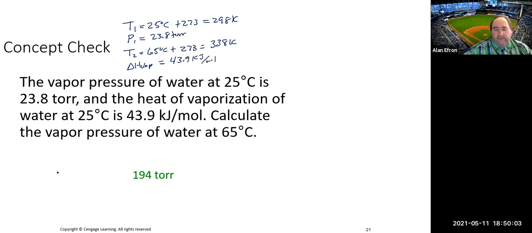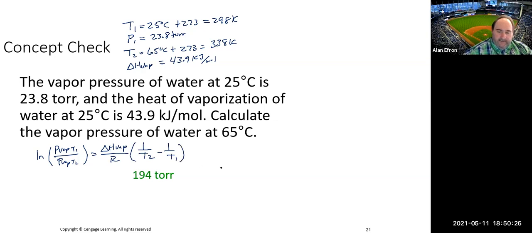So we could use the equation that we just saw, which again is the natural log of our vapor pressure at the first temperature divided by our vapor pressure at the second temperature is equal to our delta H of vaporization divided by R, 1 over our second temperature minus 1 over our initial temperature. So we could actually put all our numbers in here. So natural log of our first vapor pressure, which was 23.8, over our second vapor pressure, which is what we're looking for, equals our delta H, which is 43.9 times 1,000.